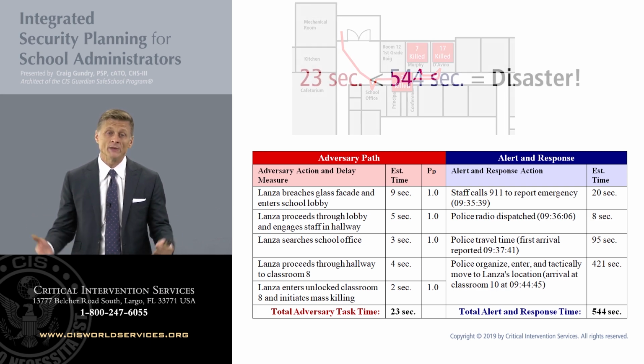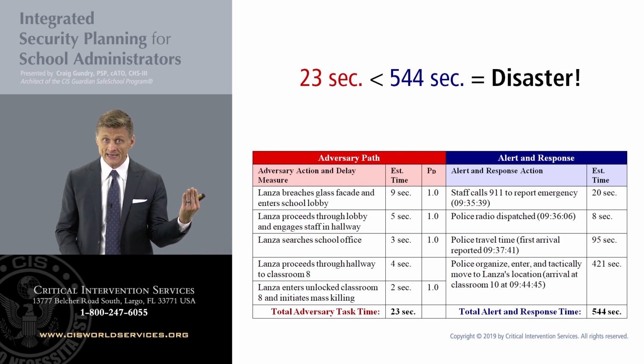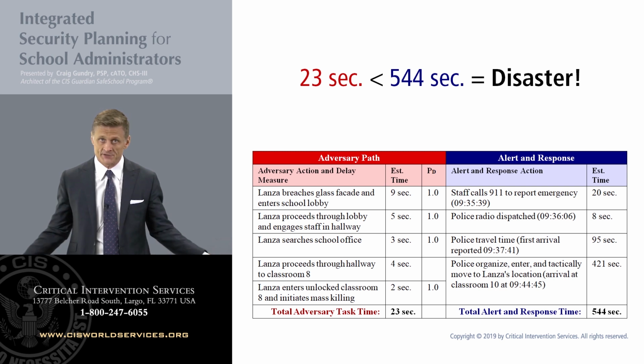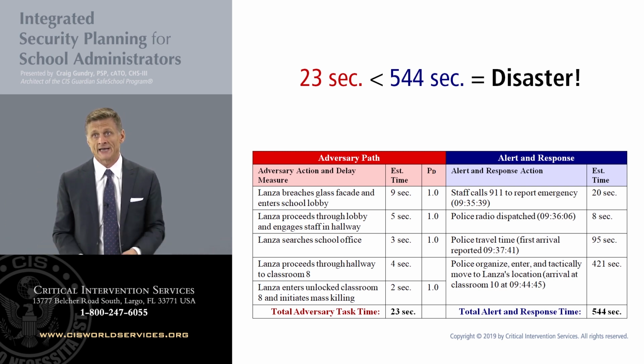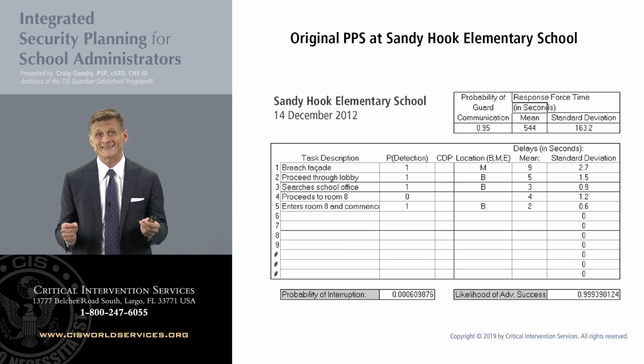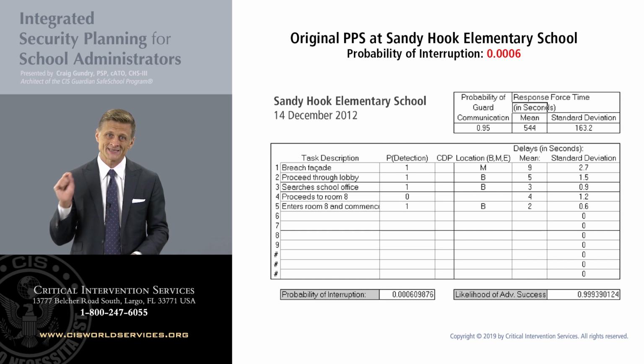Unfortunately, when we look at this, 23 seconds adversary task time compared to 544 seconds response time, that's a disaster. Obviously, Adam Lanza was already commencing mass killing long before law enforcement arrived on site, or made entry into the building, I should say. We could actually model this out using the estimated adversary sequence interruption model to derive quantitatively the probability of interruption of that physical security system, as it were. That is what you're seeing on the slide right now. When this is modeled out, the probability of interruption turns out to be 0.0006.